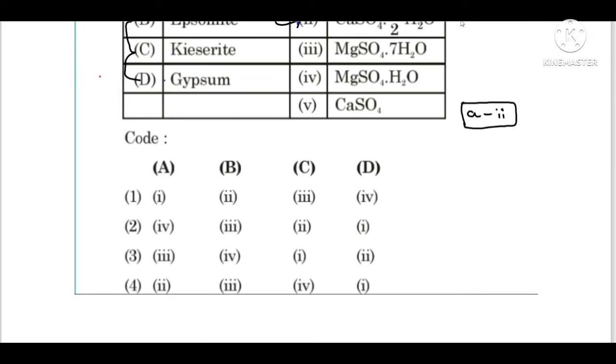Now let us verify the given options. You know that A is 2, that means A matches with 2. In the given options, A matches with 1, so you can easily eliminate option 1. In the second option, A matches with 4, so you can easily eliminate the second option also. Here A matches with 3, so the third option is also eliminated. Only option 4 is left, so 4 is our correct answer.